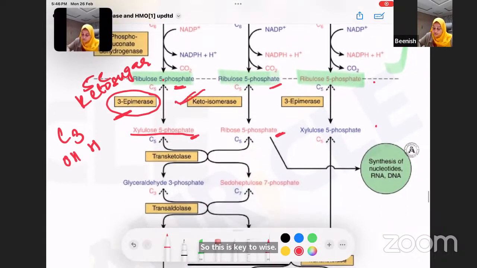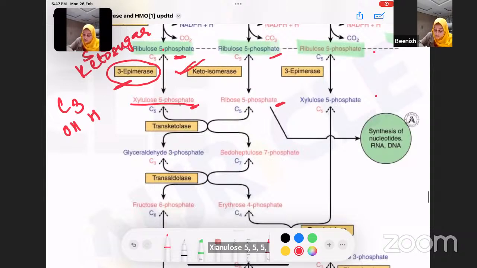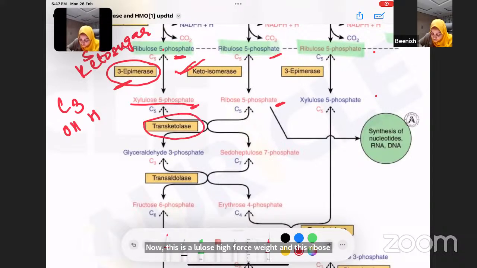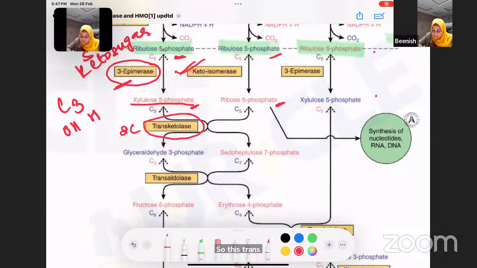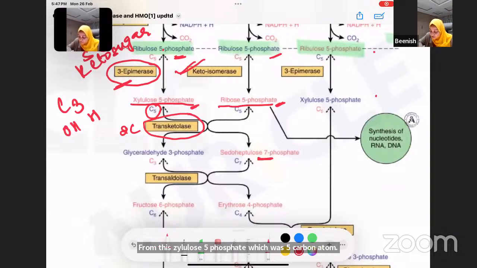Enzyme is ketoisomerase. Okay. Now what do you get? Xylulose 5-phosphate, ribose 5-phosphate, and xylulose 5-phosphate. Now this xylulose 5-phosphate and this ribose 5-phosphate are acted upon by transketolase. So this transketolase transfers 2 carbon atoms from this xylulose 5-phosphate, which was 5 carbon atom, to this ribose 5-phosphate to form 7 carbon atom pseudoheptulose, and itself it forms glyceraldehyde 3-phosphate.